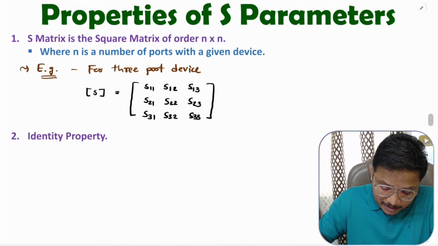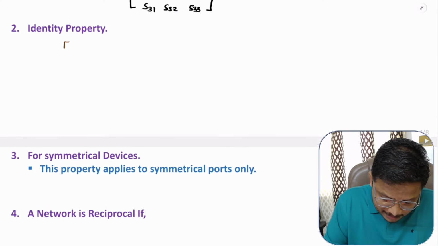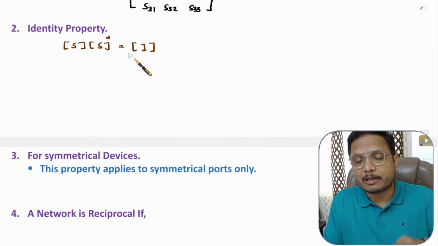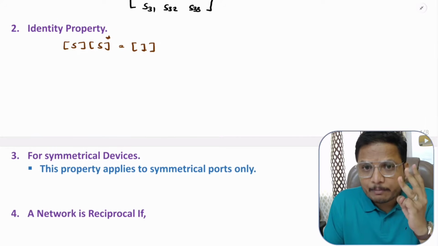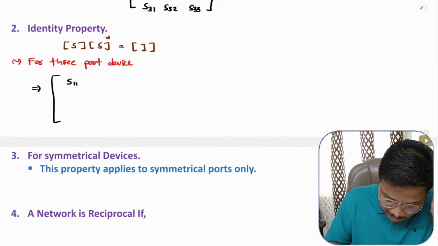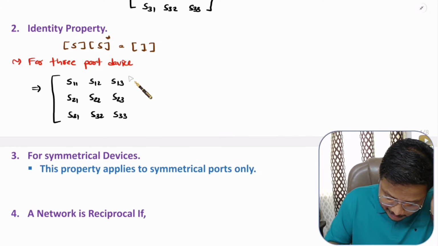Now I'll explain the second property, that is the identity property. See, identity property means what? Identity property means S into conjugate of S equals identity. Let me take one example. Let us consider we have a 3-port device. For a 3-port device, what is the S matrix? It is S11, S12, S13, S21, S22, S23, S31, S32, and S33, right?